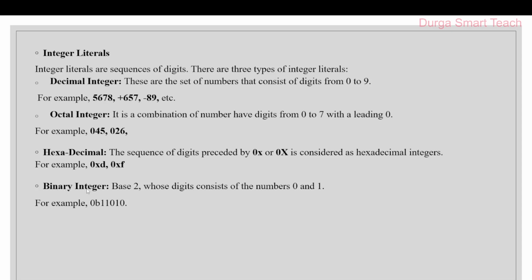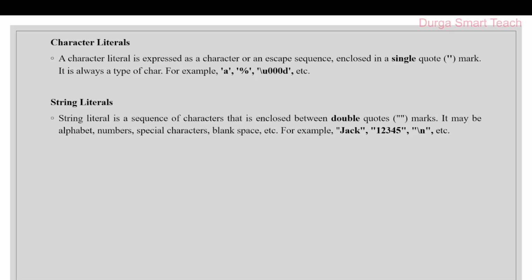Next one, binary integer. Binary means 2. It contains only two possible values, zeros and ones. The binary numbers are prefixed with 0b. For example, 0b11010. By seeing it we can say it is a binary number. Why? Because it is prefixed with 0b. So you can give integer values by using these four kinds, but most of the time we use only decimal types of integers, decimal types of values.